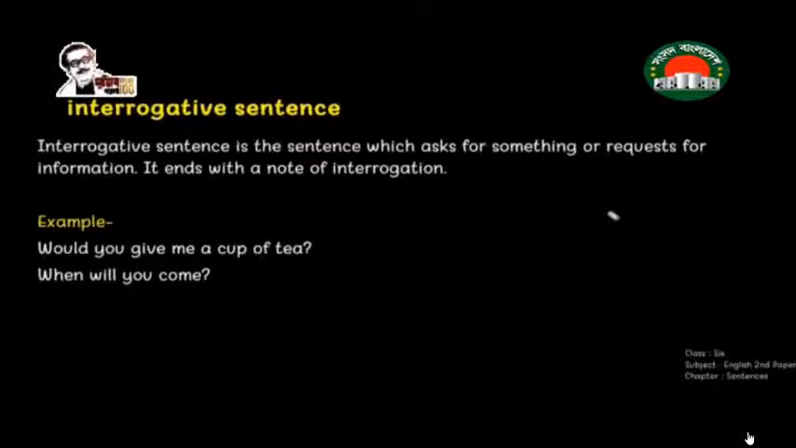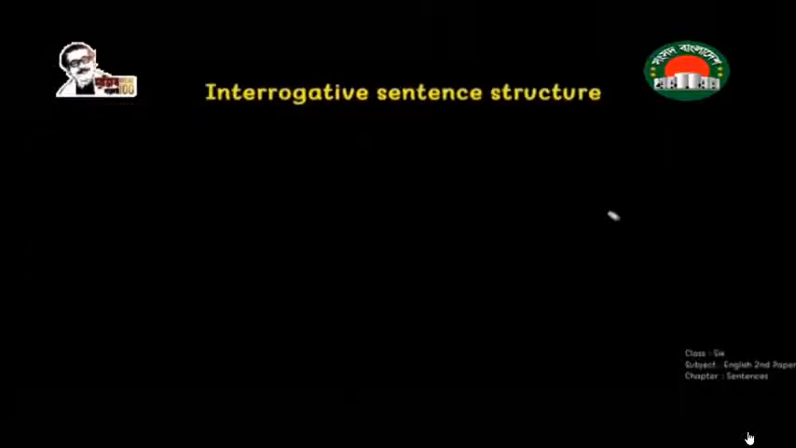For example, would you give me a cup of tea? This interrogative sentence is basically a polite request. The next example, when will you come? This is one kind of request for information. Now let's see the structures of interrogative sentences.